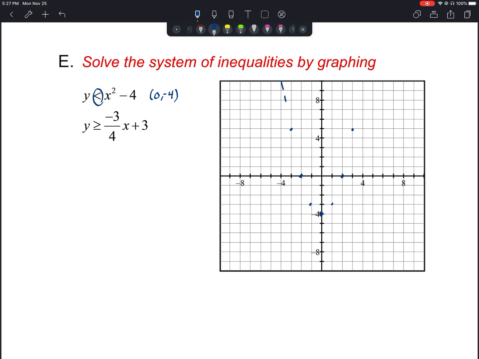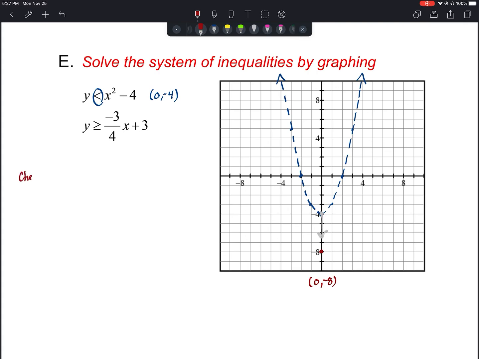And this one's going to be a dashed line. And since we're looking for all the y values that are less than this line, right, put your pencil on the vertex. If it's less than the line, go down, right? That would be the side that's less. You can check it there by choosing a point. I'm going to choose a point from down here. Let's say 0, -8 down here.